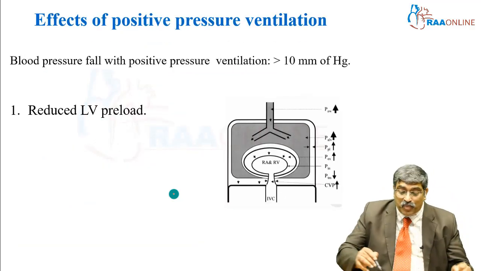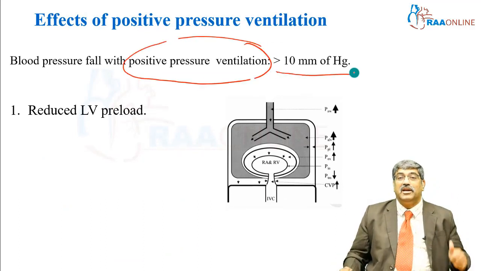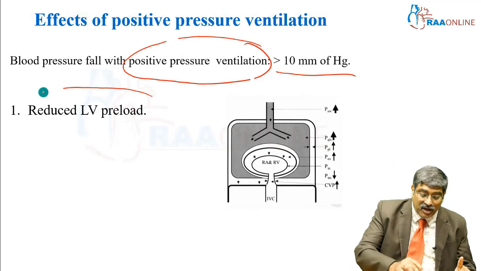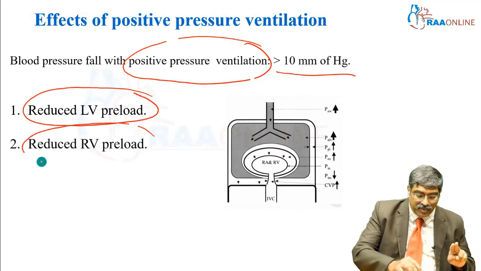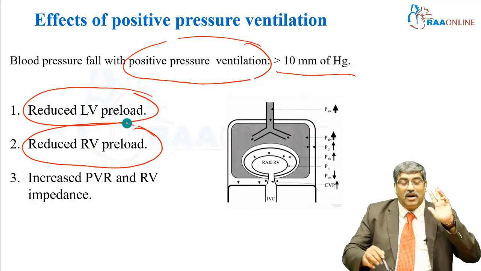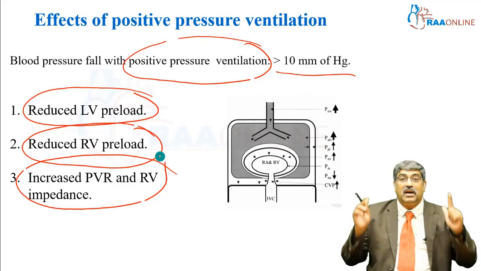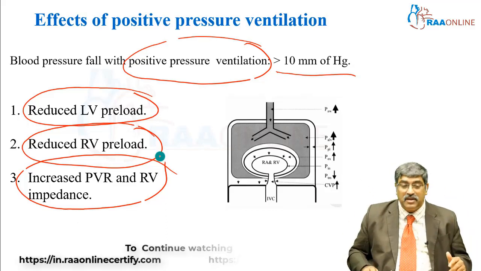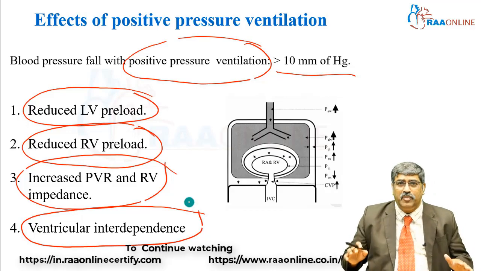What happens with positive pressure ventilation? Here the blood pressure fall is greater than 10 millimeter of mercury. Here there is reduced LV preload, reduced RV preload and your RV afterload is increased. Increased PVR and RV impedance is increased and finally the septum is pushed towards the left and causes hypotension.